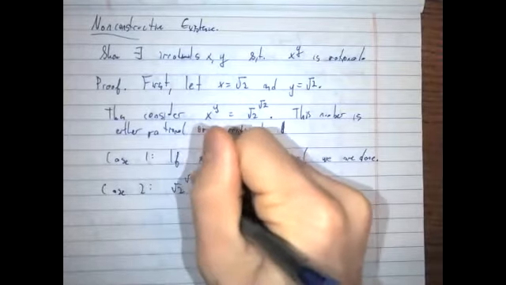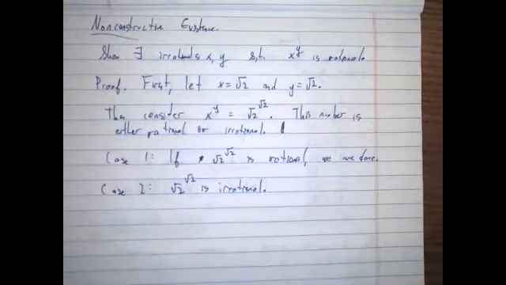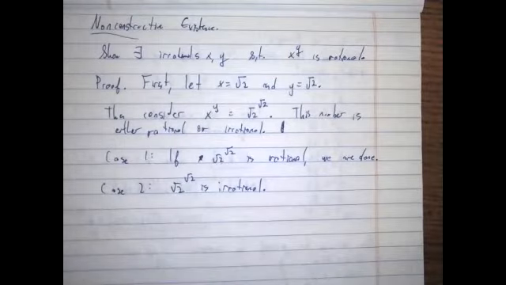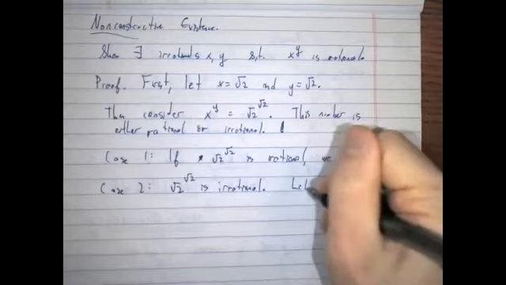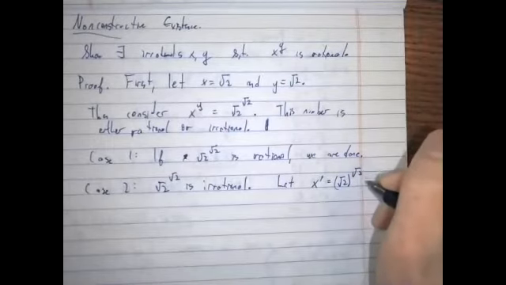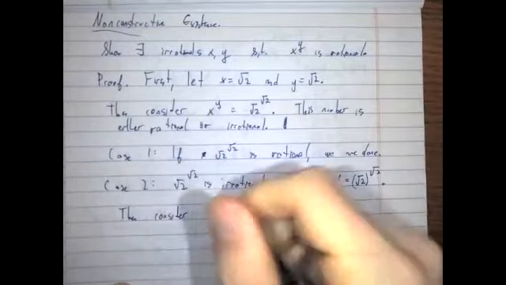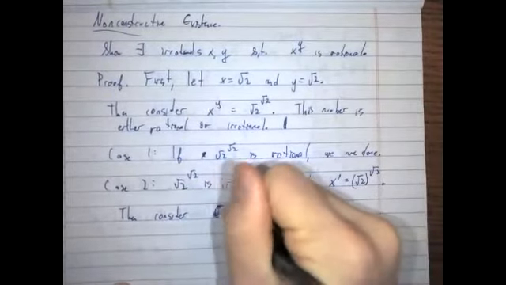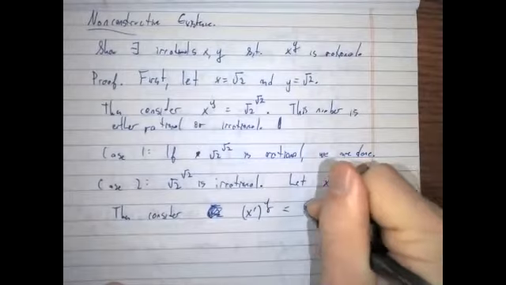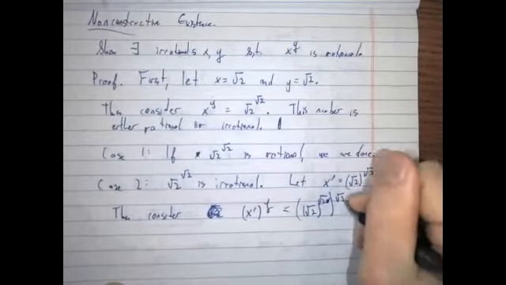Square root of 2 to the square root of 2 is irrational. Well, if this is an irrational number, then I can construct a new pair of numbers and let x prime be equal to square root of 2 to the square root of 2. Then consider x prime to the y, which is equal to square root of 2 to the square root of 2, to the square root of 2.